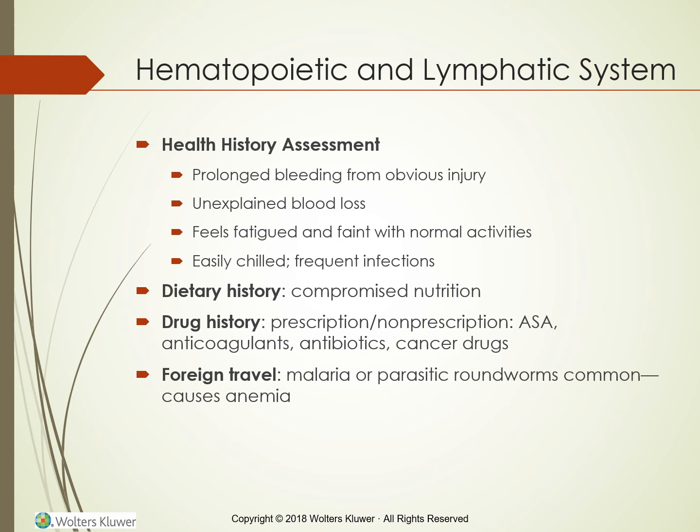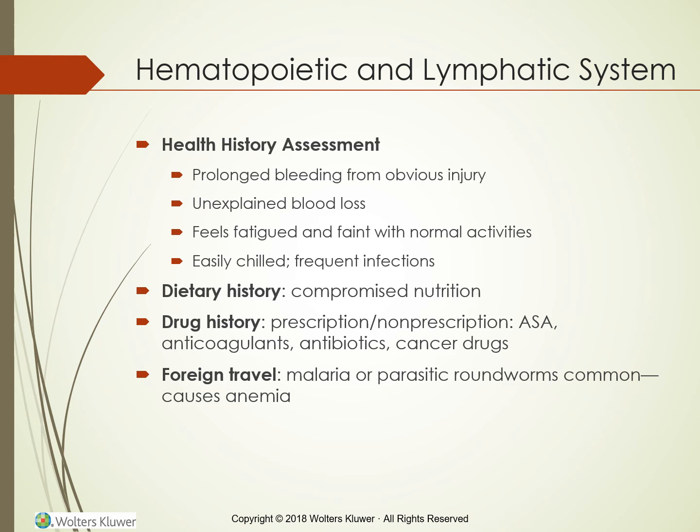The nurse obtains a dietary history because compromised nutrition interferes with the production of blood cells and hemoglobin. The nurse takes a drug history of prescription and non-prescription medicines. Some antibiotics and cancer drugs contribute to hematopoietic dysfunction. Aspirin and anticoagulants can contribute to bleeding and interfere with clot formation.